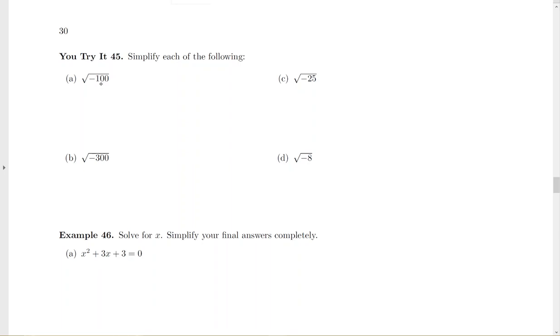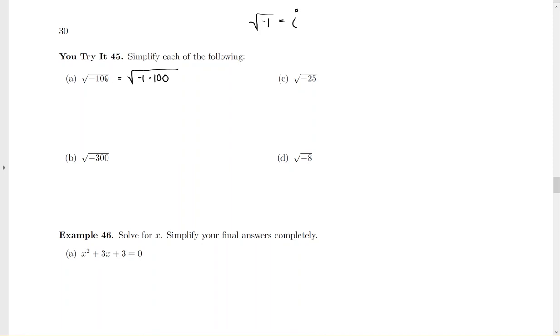We're going to simplify these radicals, the square roots, and notice they all have negatives under them. So we're going to go back to the idea of square root of -1 being defined as i. When I break this up, and you don't have to do this every single time, I just want to show you where that number is coming from.